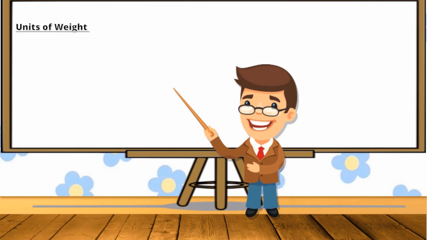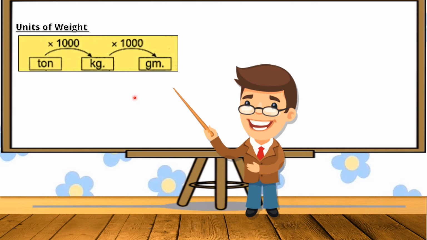The next point, units of weight. There are three units for the weight: ton, kilogram, and gram. From ton, the greater, to kilogram times 1000. From kilogram to gram times 1000. Let's see an example, but in the simplest form: 2500 kilogram to 1.75 ton.